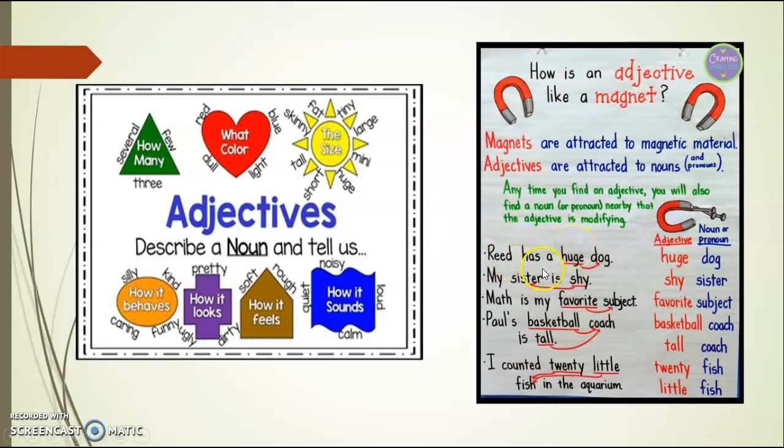For example, Reed has a huge dog. Who are they talking about? The dog. And what about the dog? It's huge. My sister is shy. Who are they talking about here? The sister. And what about the sister? She is shy. So always remember, where there is a noun, there is an adjective describing the noun.